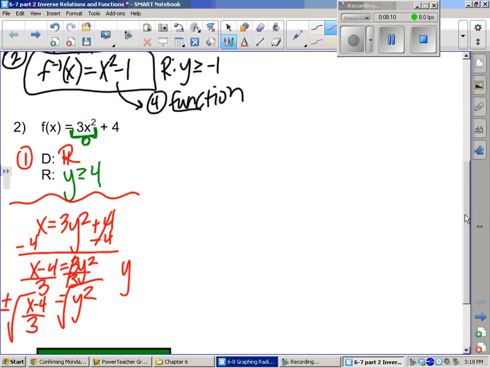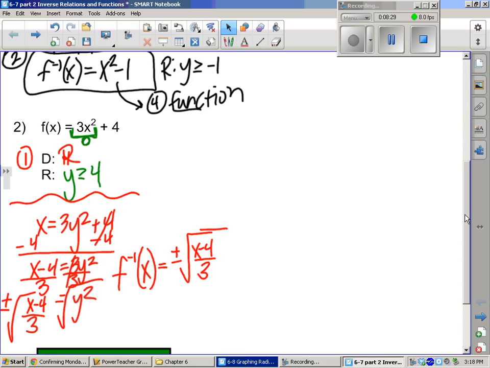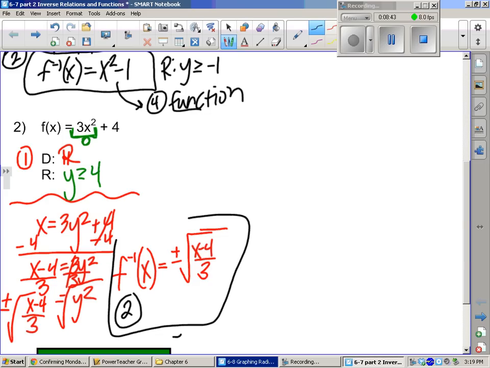So my inverse, I'm going to go back to my fancy notation, f to the minus 1 of x. That makes it so that you don't have to write inverse. You just know that this is the inverse of f of x. It is equal to plus and minus the square root of (x minus 4) over 3. And you got to be a stickler here. Notice my root is big enough to cover the top and the bottom of the fraction. If you were to write it otherwise, you're wrong. So make sure you're careful. So that's item number 2, finding the inverse equation.